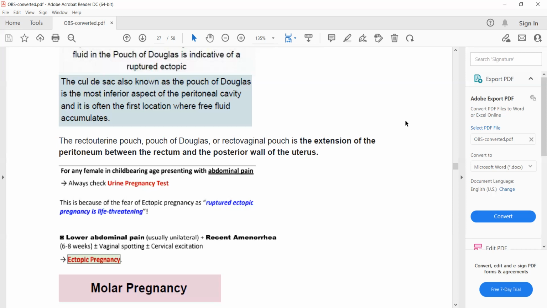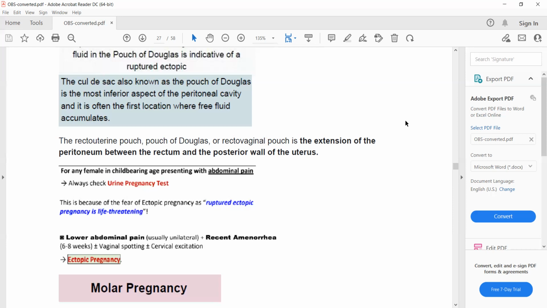So when will you go ahead with methotrexate? When will you use methotrexate in ectopic pregnancy? The patient should be hemodynamically stable and have no significant pain whatsoever. You can say an asymptomatic patient or one with mild symptoms and hemodynamically stable. Okay, so we'll use methotrexate.